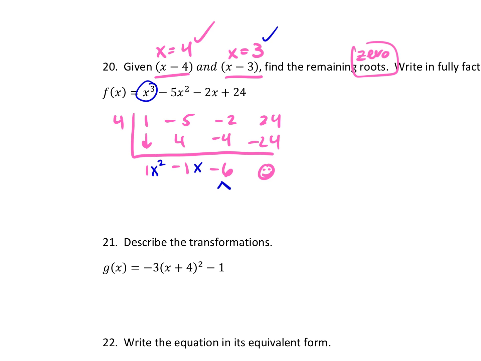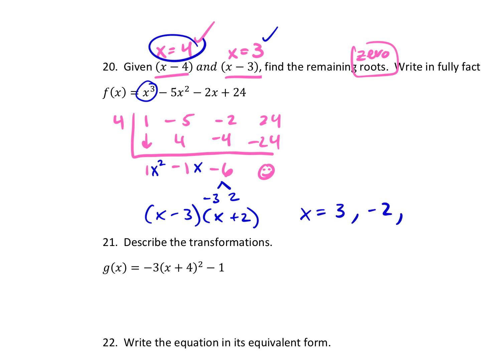Since it gave you 2 of the answers, you can plug in 3 also. Use synthetic division with 3. But let's factor it just to practice. 2 factors of negative 6 that add to negative 1 would be negative 3 and positive 2. So x minus 3 and x plus 2. So x is equal to 3 and x is equal to negative 2. And we know that x equals 4.